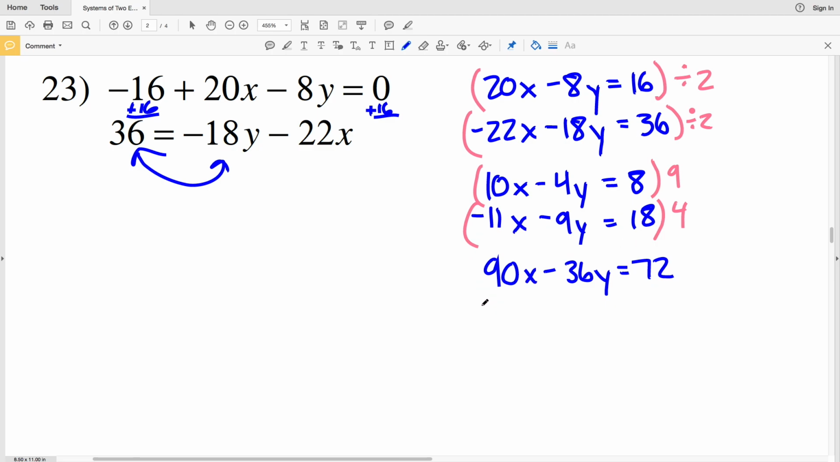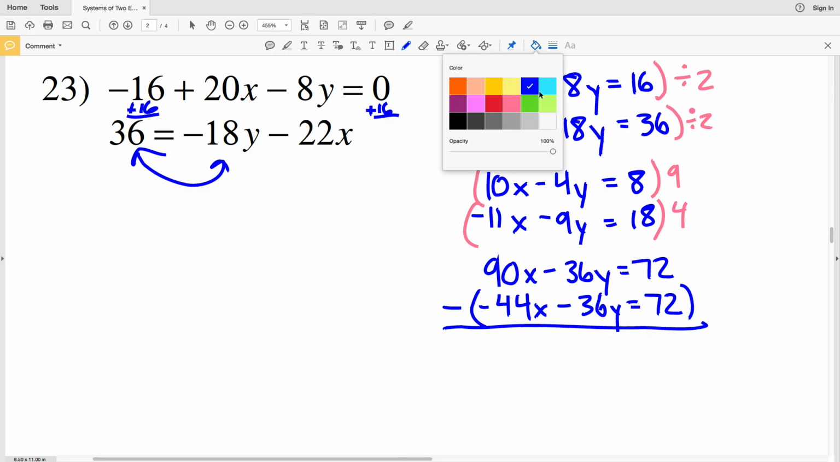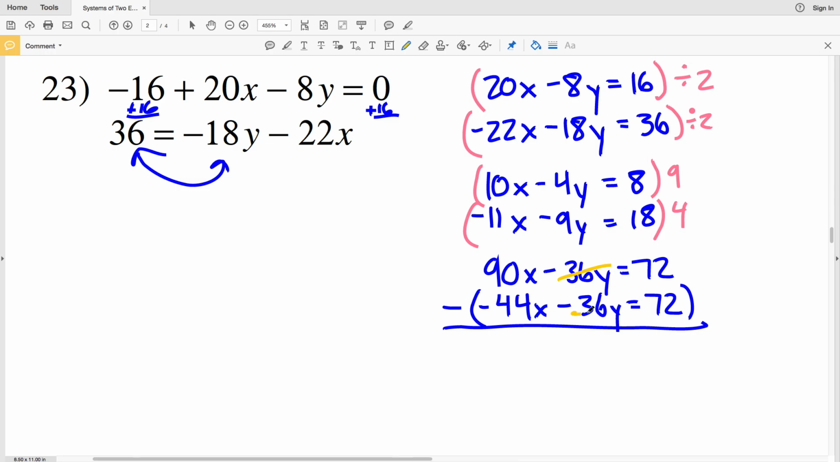4 times negative 11x is negative 44x, minus 4 times 9y, which is 36y. That's going to be equal to 4 times 18, which is a positive 72. Now I'm going to subtract in order to cancel out my y's. Negative 36y minus negative 36y is 0, so I'll have 90x minus negative 44, which is 90 plus 44, so 90x plus 44x is 134x, and that's going to be equal to 72 minus 72, which is 0.